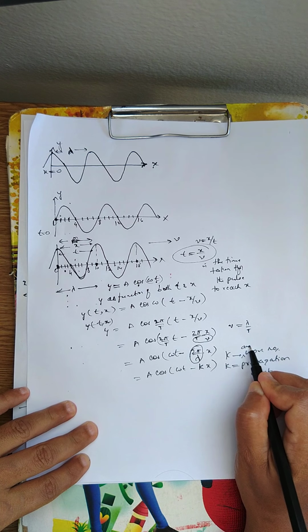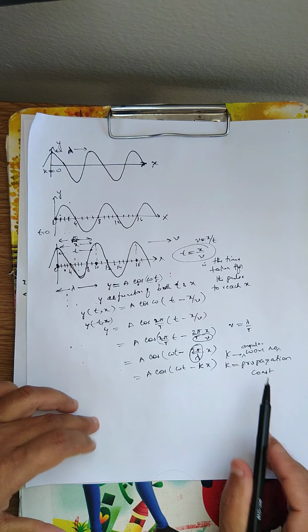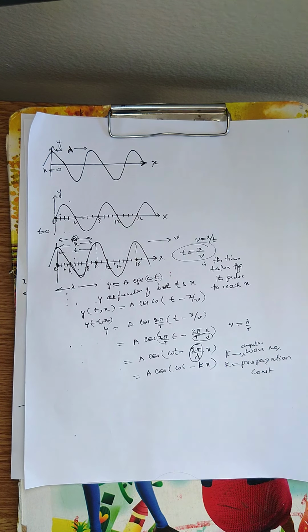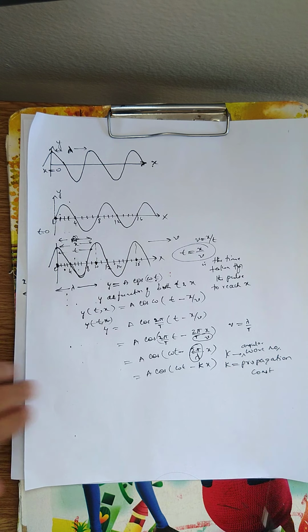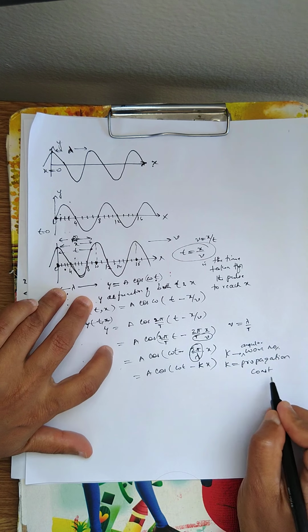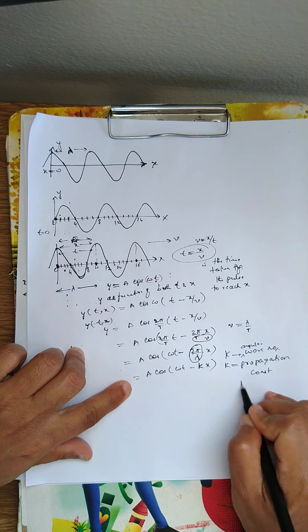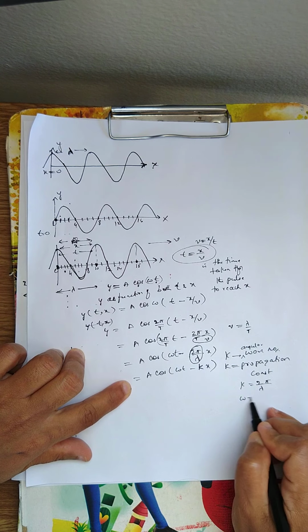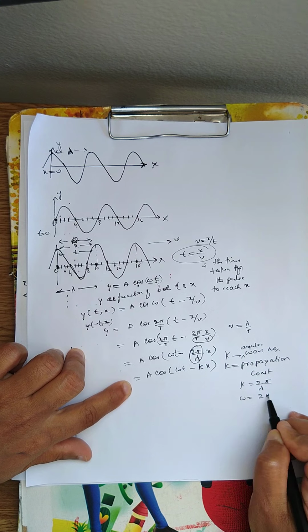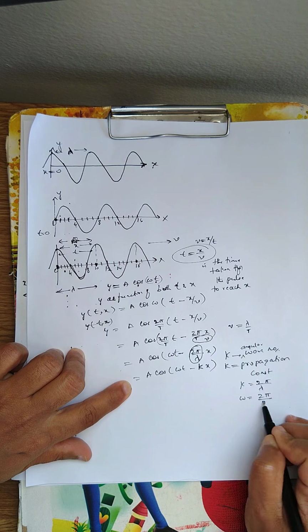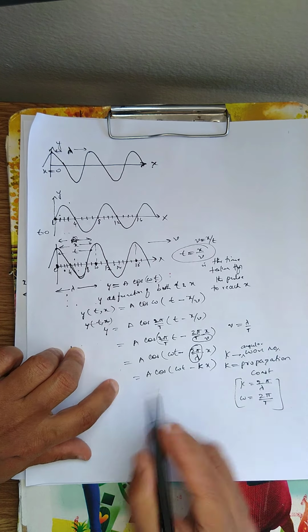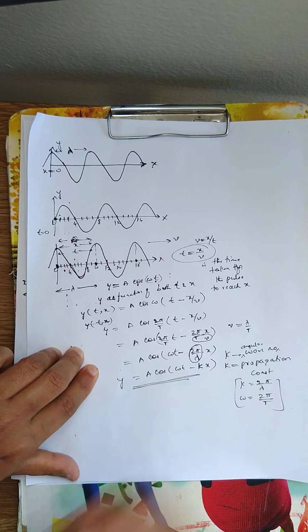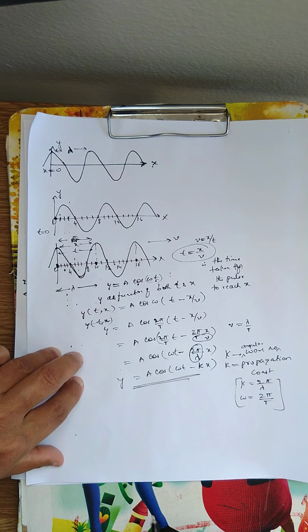Okay, angular wave number actually represents the number of cycles times the angle in terms of phase constant. So k is equal to 2 pi by lambda, whereas omega is equal to 2 pi by T. Okay, yes, here is our equation for the progressive wave.